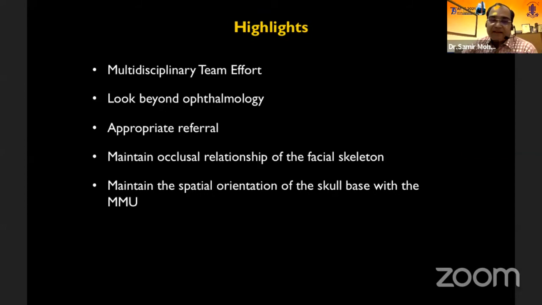So the major highlights are, for this sort of case, a multidisciplinary team effort is a must. A prior discussion of all the possible procedures is important. Looking beyond ophthalmology is something we need to practice. It's not only about ptosis or proptosis. You have to look into certain things like a meningocele, or enophthalmos leading to ptosis, which need to be considered. Appropriate referral for somebody who is not used to managing this sort of case is important. And as I already discussed, maintaining the occlusal relationship of the facial skeleton and the spatial orientation of the skull base with the maxillomandibular unit is important.